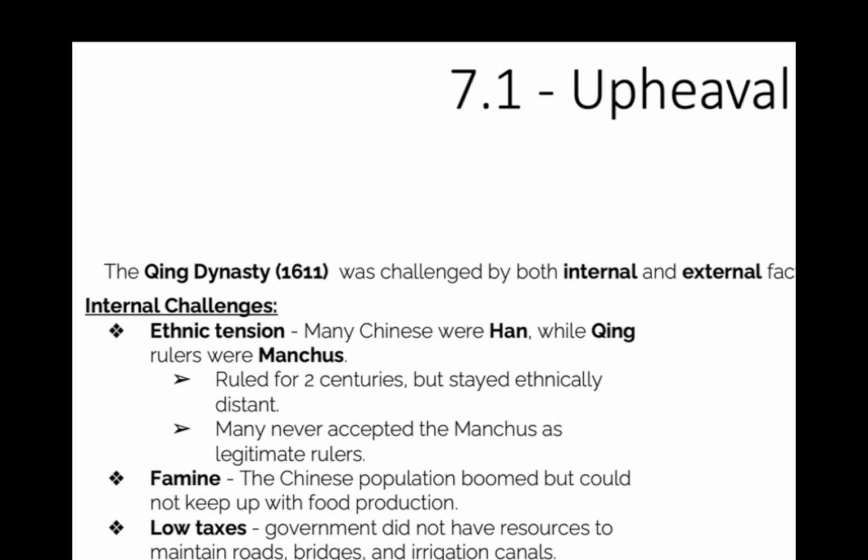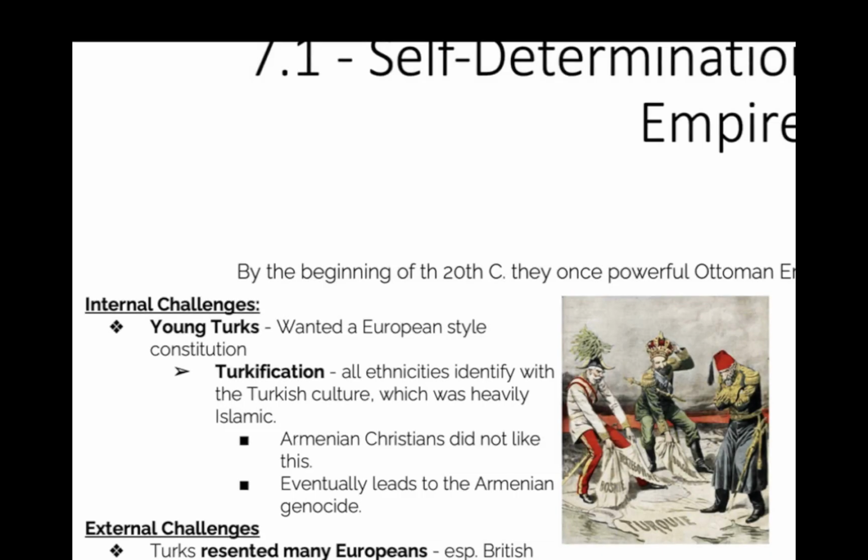Sun Yat-sen is going to create an overthrow. He's going to create the Chinese Republic. It will eventually become long-term in 1953 under the Chinese Communist Republic. So when we talk about Sun Yat-sen, it's really about getting rid of the Qing, who are too pro-European.